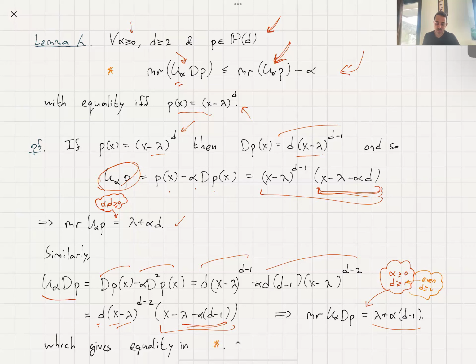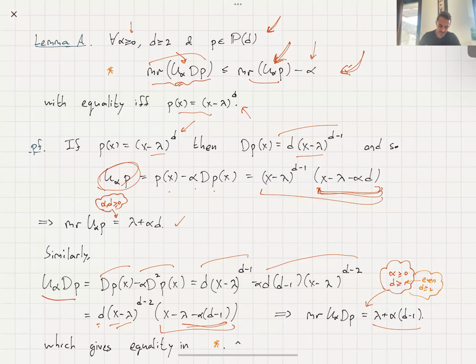So anyhow, the max root of U applied to the derivative, which we see on the left-hand side, is lambda plus alpha d minus 1. Everything is exact. So indeed, we get the equality, right? Because this thing is lambda plus alpha d, and this is lambda plus alpha d minus 1. So we gain this minus alpha.